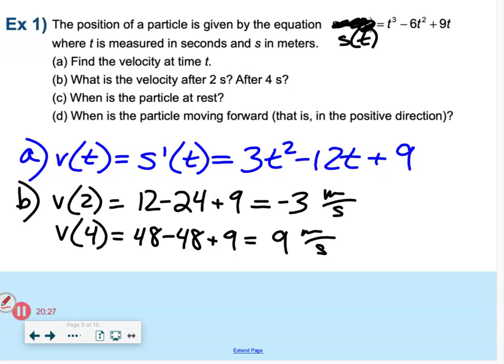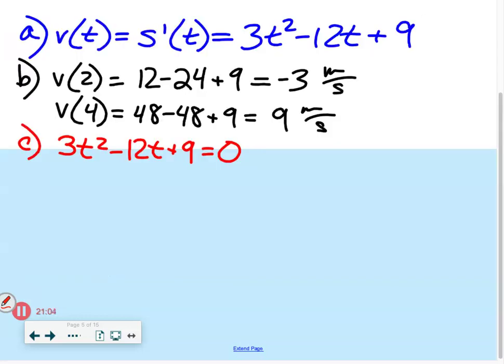Okay. Let's do red. So, part C. How do I know when something's at rest? Velocity is 0. So you're going to set your velocity equal to 0 and solve. Take a minute and solve that equation. And I would divide the 3 out before doing anything else.